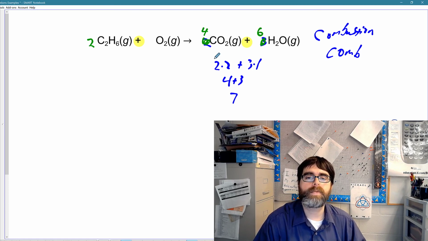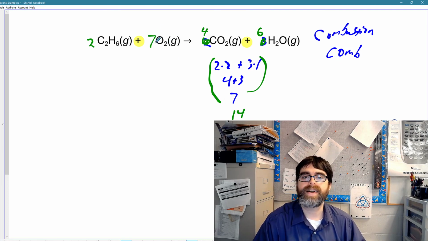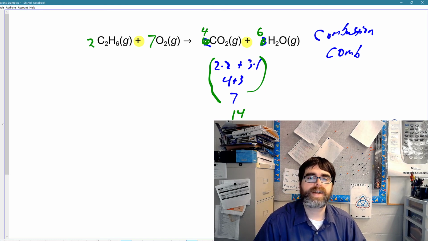And then when we did that, we're going to double all of this math here. If you wanted to write it out again, 4 times 2, that's 8, plus 6 times 1, that's 6. Then 8 plus 6 is 14. But notice that's just the same as doubling the 7 that we came up with. And 14 I can divide by 2, and notice it ends up being that 7 there. And so then there's a combustion reaction that's balanced.